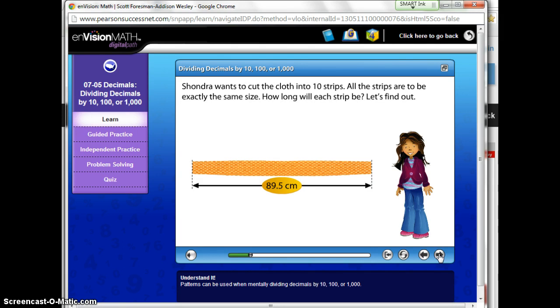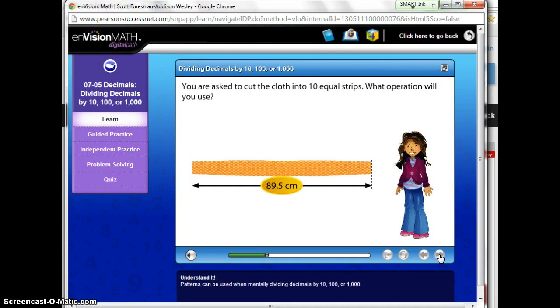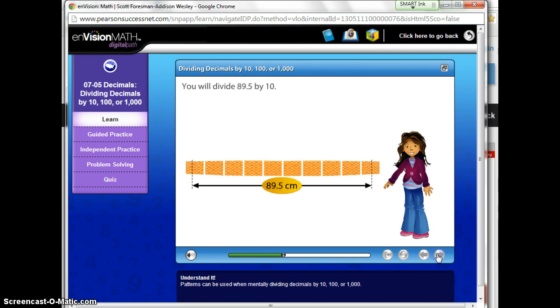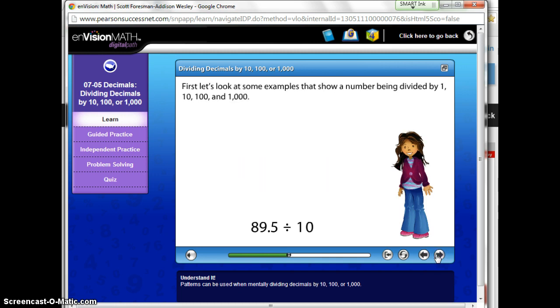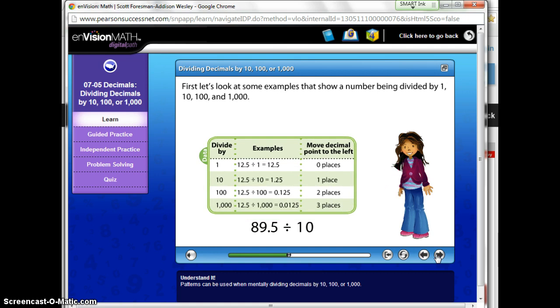So Chandra wants to cut this cloth into 10 strips. And she doesn't want to think real hard to do it, so she knows that the total length of this strip is 89.5 centimeters. If she's going to cut them all exactly the same size, what operation is she going to use, Alexis? She's going to divide. Good job. So she takes that total length of the cloth, and she's going to divide it by however many strips she wants, which in this case is 10. So, to divide equal parts, all we need to do is count up our zeros and move our decimal, just like we did last week when we multiplied.